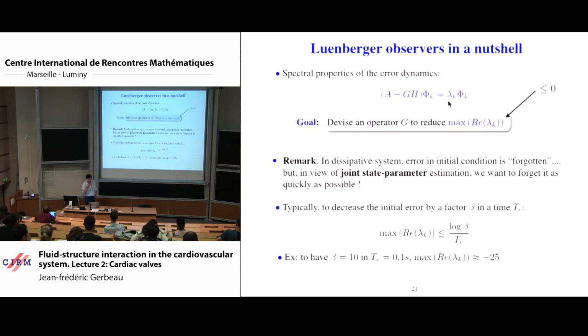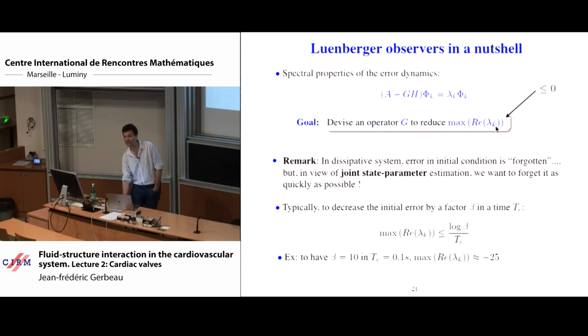So you can do a linear stability analysis of this equation. You compute the eigenmodes of this operator, and you analyze the real part of the eigenvalues. The purpose is to have a G operator such that the maximum of the real parts of the eigenvalues is as small as possible, in order to have something which goes quickly to 0, a quickly vanishing error.